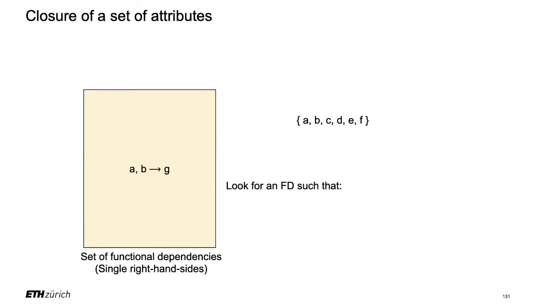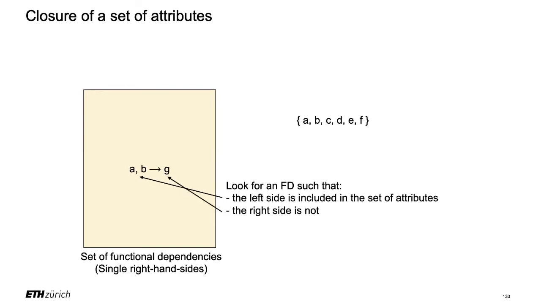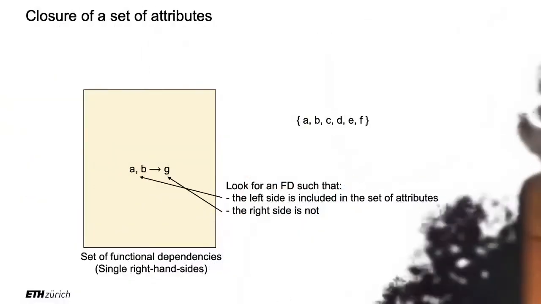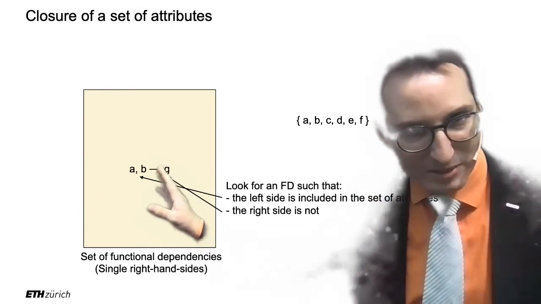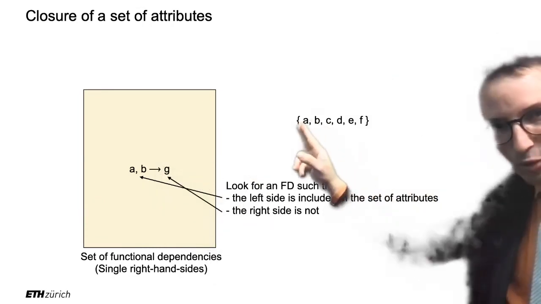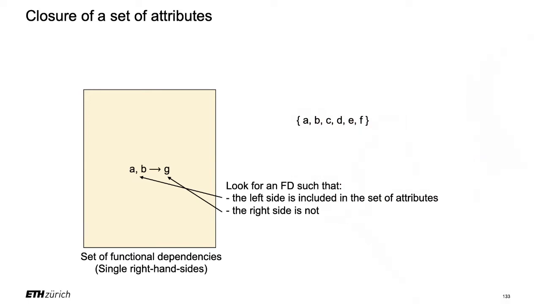So I look for a functional dependency, FD, such that the left-hand side is included in my set of attributes. I know A, B, C, D, E, F, so I know A and B on the left, and they are in the set over there. But the right-hand side is not. I didn't know that I knew G. So let me repeat. We know that knowing A and B, you know G. That's my functional dependency. And I also know A, B, C, D, E, F. What can I infer?